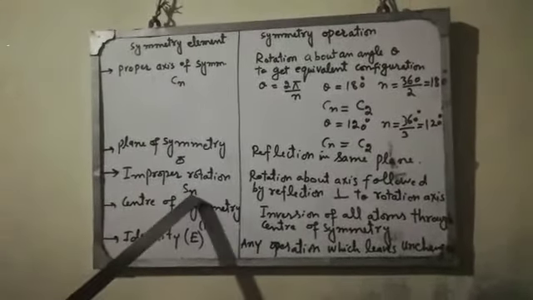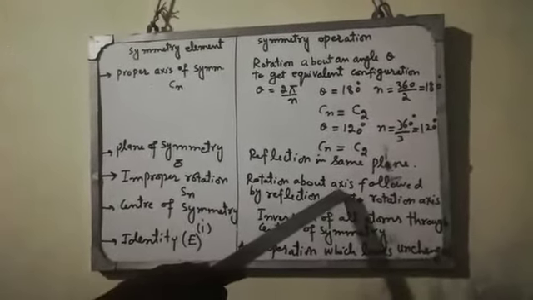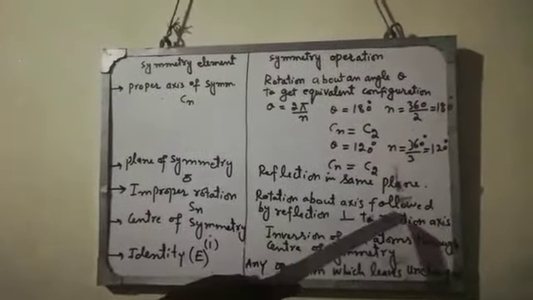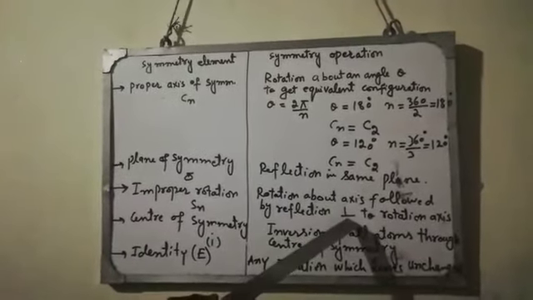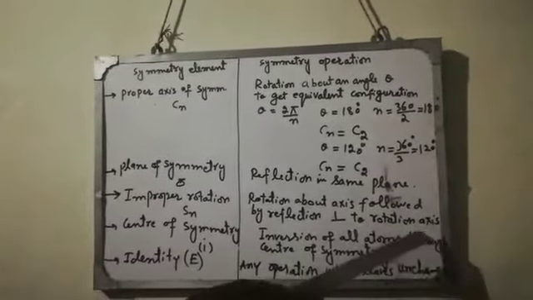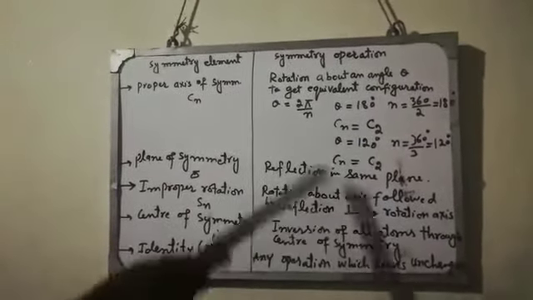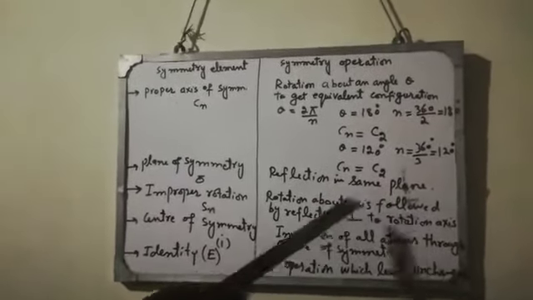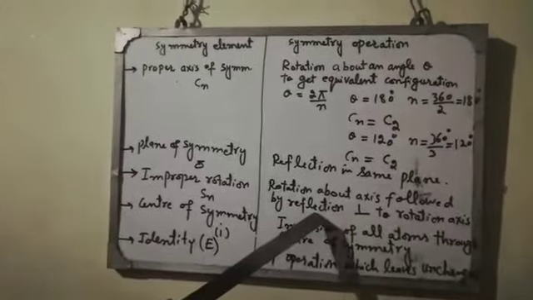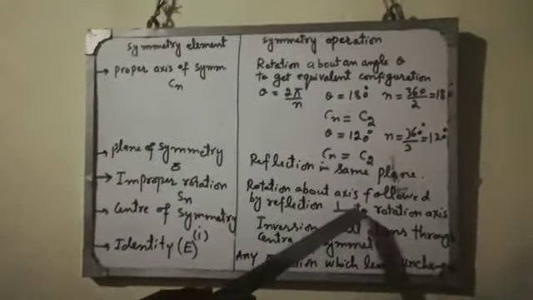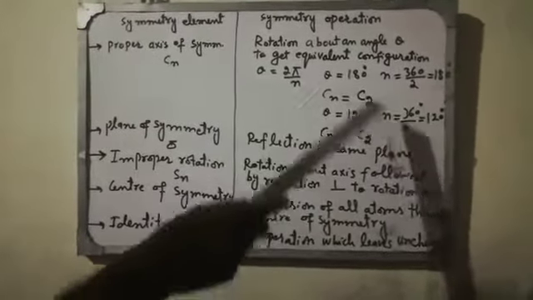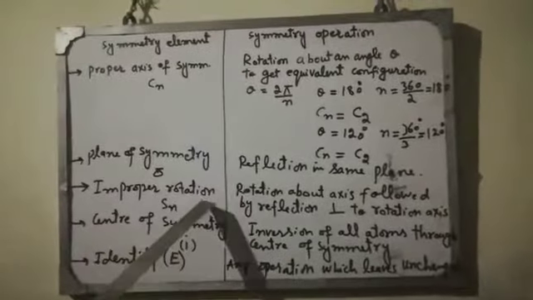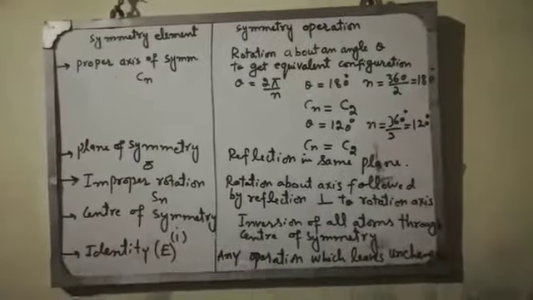Improper rotation, its symbol is Sn. This is rotation about any axis followed by reflection. After rotation we perform the reflection in a plane perpendicular to the rotation axis, at 90 degrees, and we get the equivalent configuration. When we rotate a molecule about an axis and then perform its reflection at 90 degrees to the rotation axis and we get the equivalent configuration, then this molecule has the improper rotation. Its symbol is Sn.